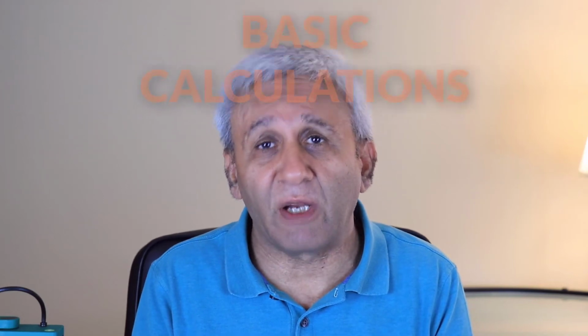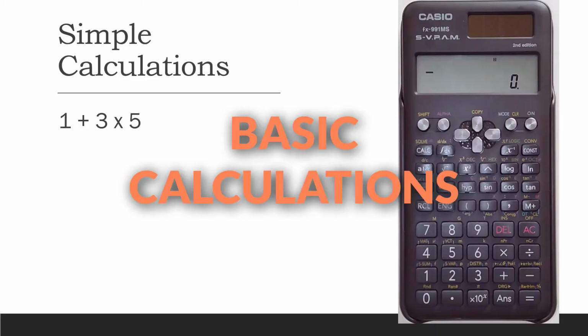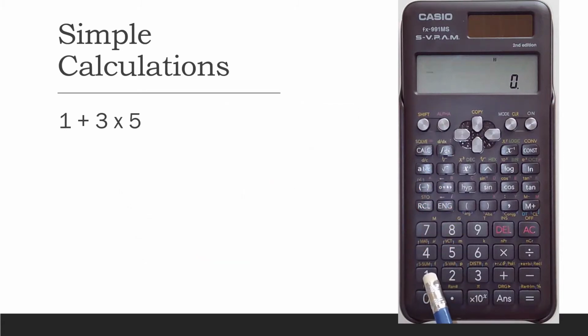Now let's start with some basic calculations. Here I am doing a very simple calculation, which is 1 plus 3 multiplied by 5. So now can you guess what will be the answer of this? Will it be 20? Because 1 plus 3 is equal to 4, multiplied by 5 is equal to 20. Will that be 20? No, that will not be the answer.